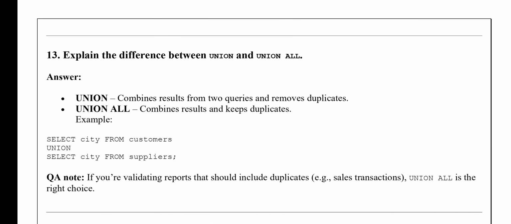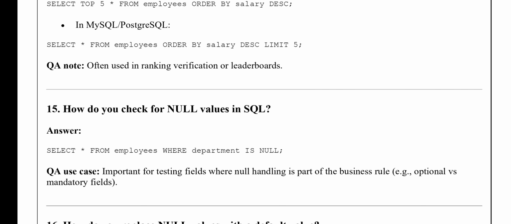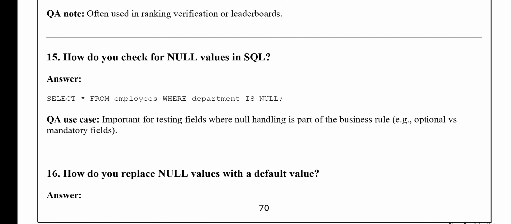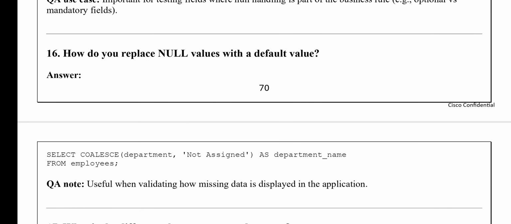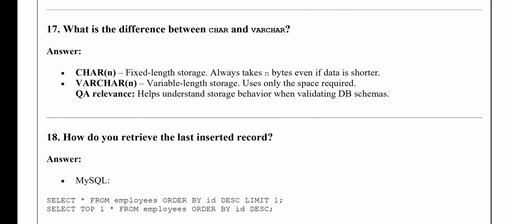What's the difference between union and union all? How do you retrieve top 5 records from a table? How do you check for null values in SQL? How do you replace null values with a default value? What's the difference between char and varchar?